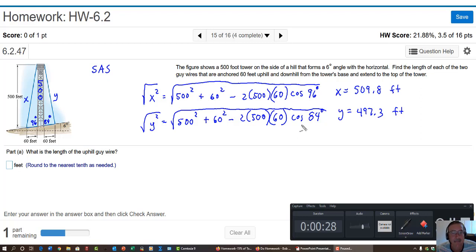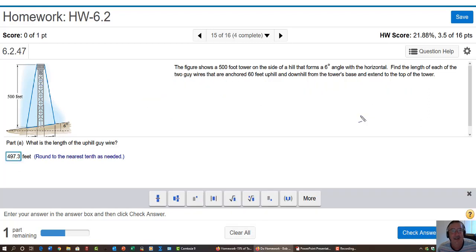All right, so I'm back. I've got the x guy wire as 509.8 feet, rounded to the nearest tenth as the problem indicates, and the y guy wire as 497.3 feet. So we'll go ahead and check that in the answers next.